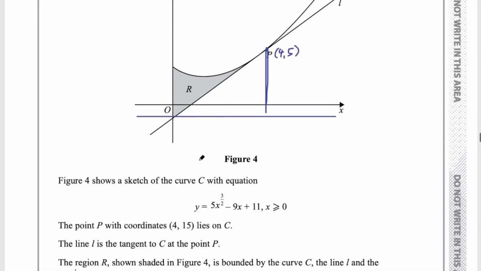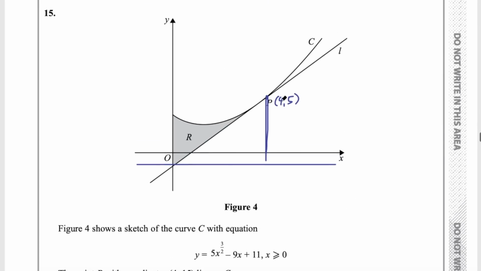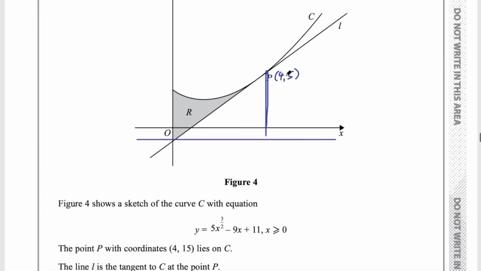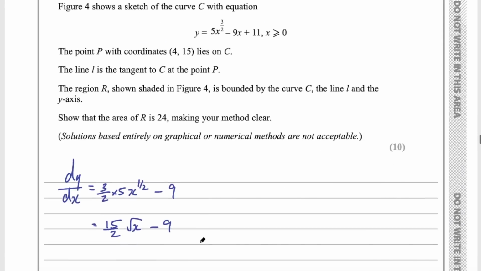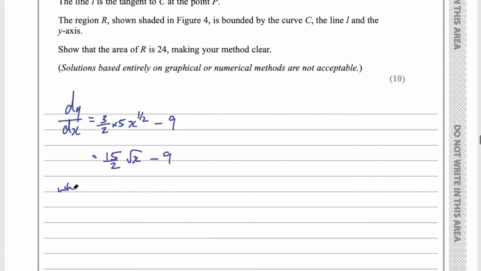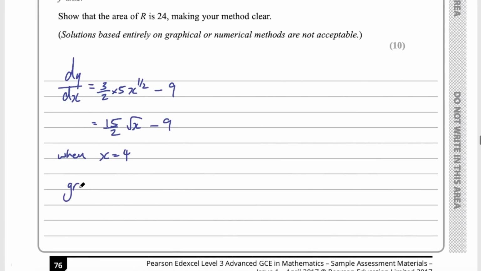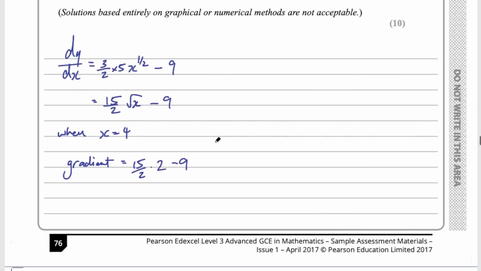And now we're looking for the gradient of the tangent at the point P. So that'll be where x equals 4. So we can say when x equals 4, the gradient will equal 15 on 2 times 2. So the square root of 4 is 2, minus 9. Here, those 2's will cancel out, and we've just got 15 minus 9, which is 6.